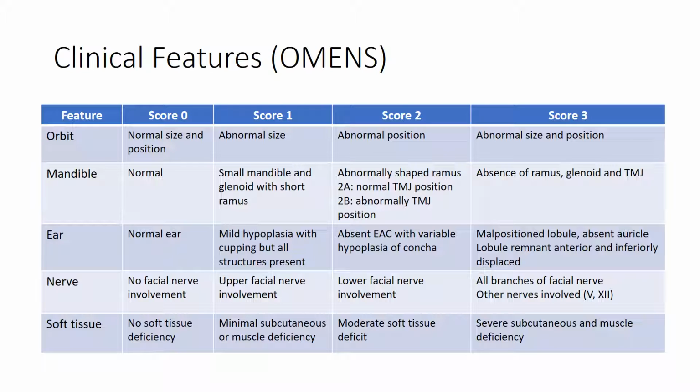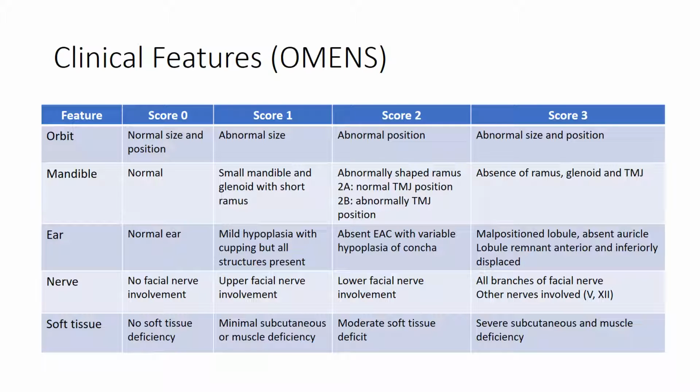For the mandible, of course, a normal mandible would show a score of 0. A small mandible with a short ramus and a small glenoid fossa gives a score of 1. And then score 2 is separated into 2A and 2B. Both will have an abnormally shaped ramus, but the TMJ will be in a normal position in 2A and in an abnormal position in 2B. And then finally, if there's absence of ramus, glenoid, and TMJ, essentially no articulation, that's score 3.